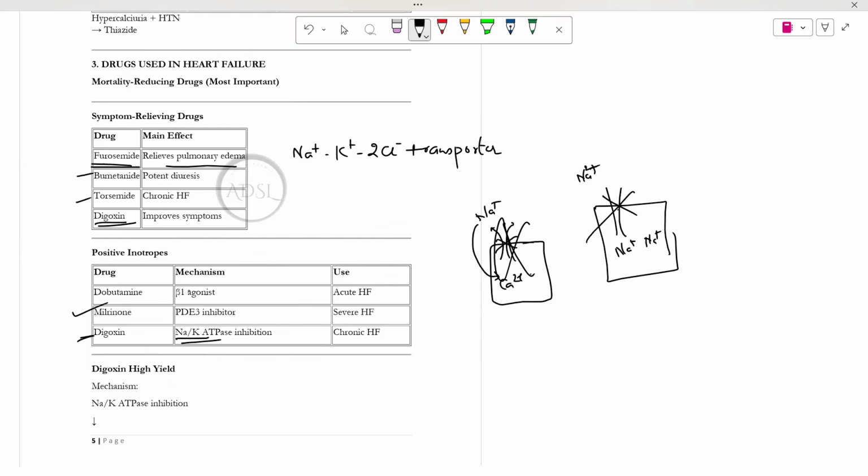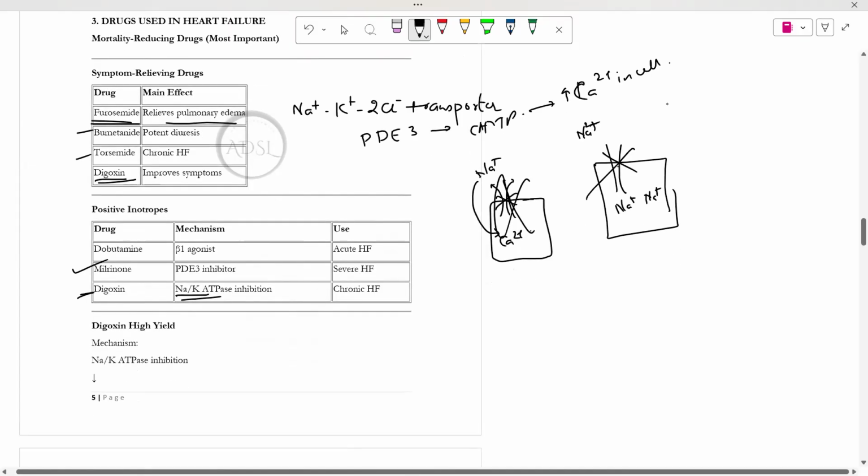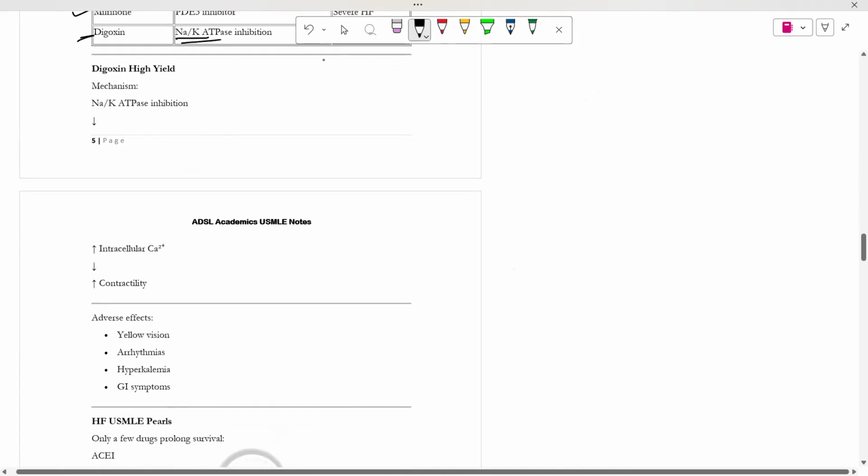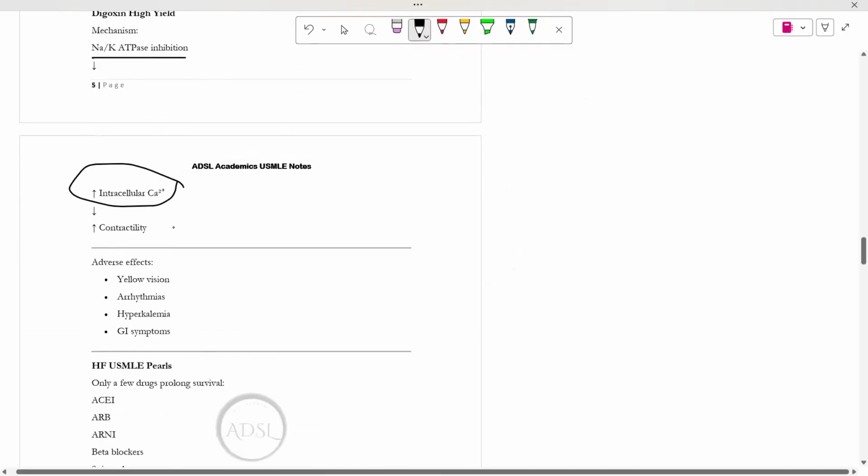Similarly, milrinone is an inhibitor of phosphodiesterase 3. This increases the cAMP. Because of that, there is increased calcium in the cell, and the cell is going to contract much better. Similarly, dobutamine is a beta 1 agonist, and it causes the cell to contract better. So as I said, sodium potassium ATPase inhibitor increases the intracellular calcium causing contractility.